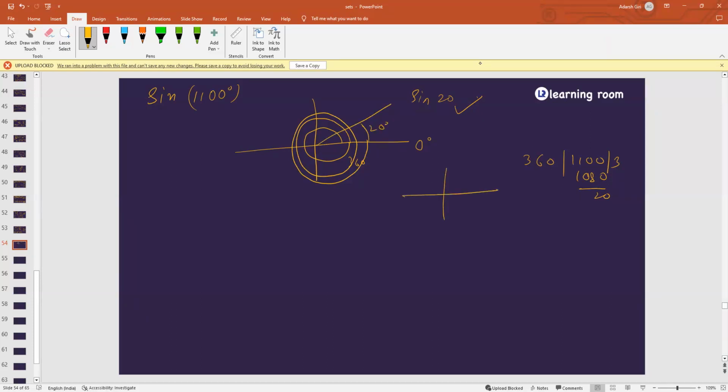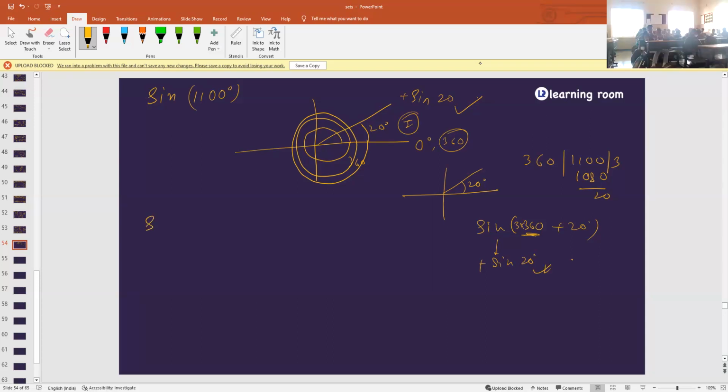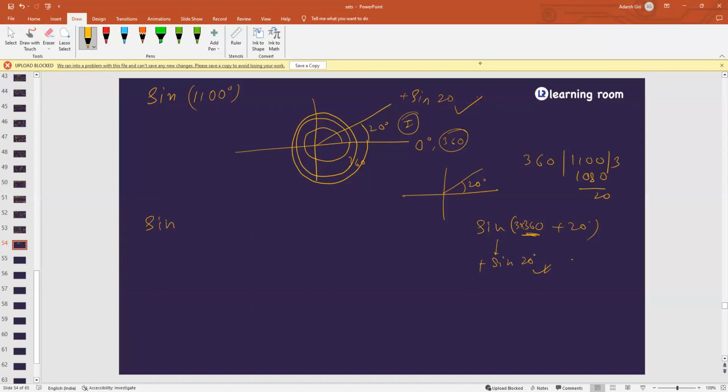Understood? So it is same as 20 degrees and all of the angles are positive. So I can write it like sine of 3 into 360 plus 20. 360 is on the horizontal axis, no change, so sine will remain sine. This is in the first quadrant, positive, and it is 20 degrees. This is how we need to calculate. Understood? Can you calculate sine of 300 degrees? Do this.